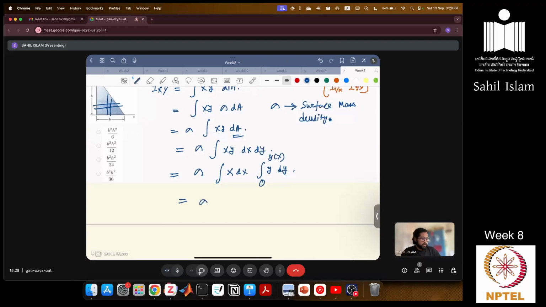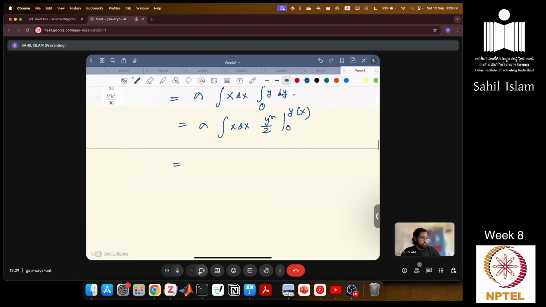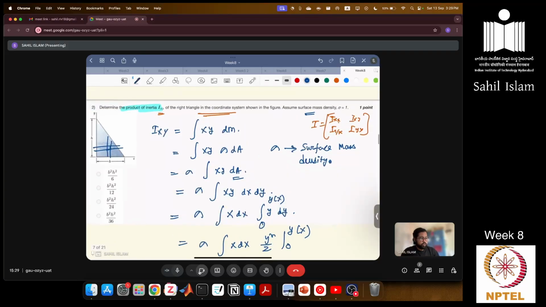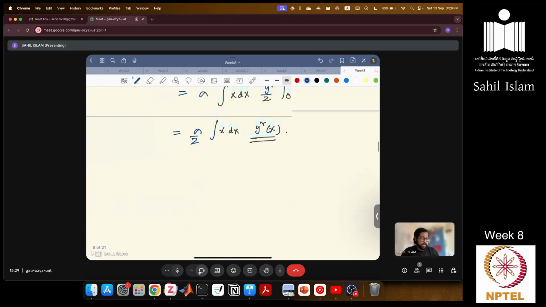So what you get is x dx times y square by 2, from 0 to y as a function of x. So sigma x dx by 2 times y square as a function of x. Now we have to find out what y square as a function of x is. How do we find it out? From the equation of this line.